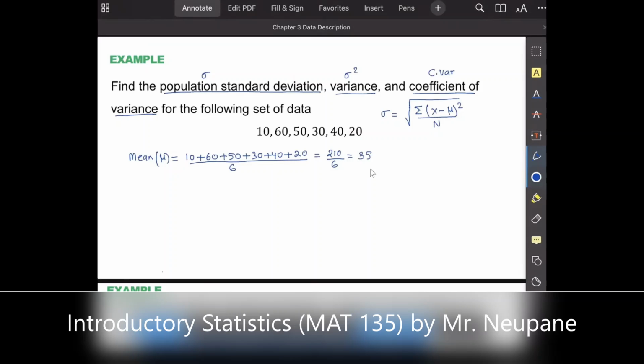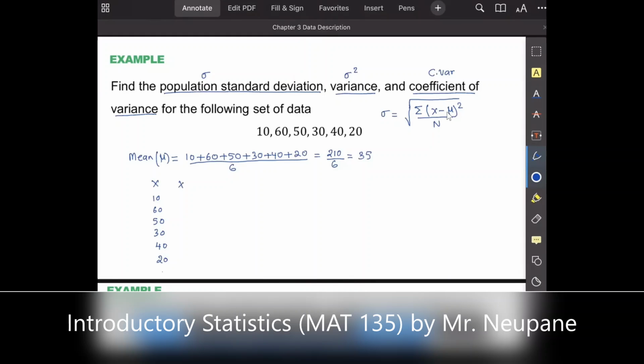After we have the mean, let's try to get this value. We need x minus mean squared. These values here are our x, so the x is already given to you. So x are 10, 60, 50, 30, 40, and 20. These are your x values. Next, we need to find x minus mean, and we have to square that. So in the next step, let's find x minus mean.